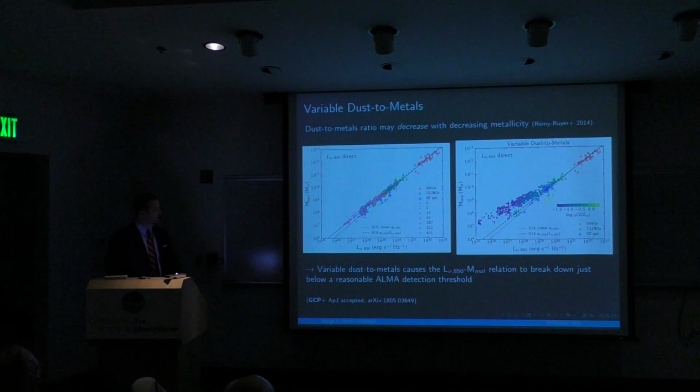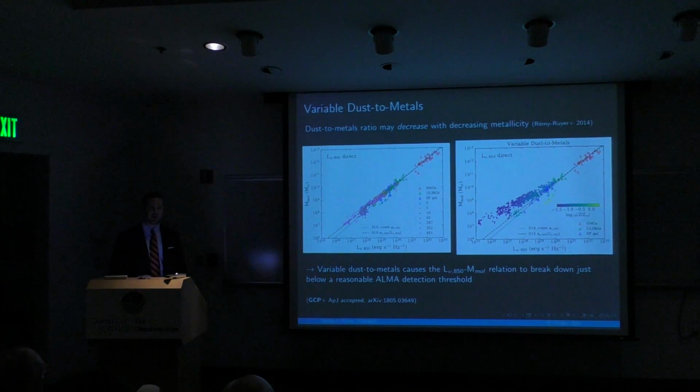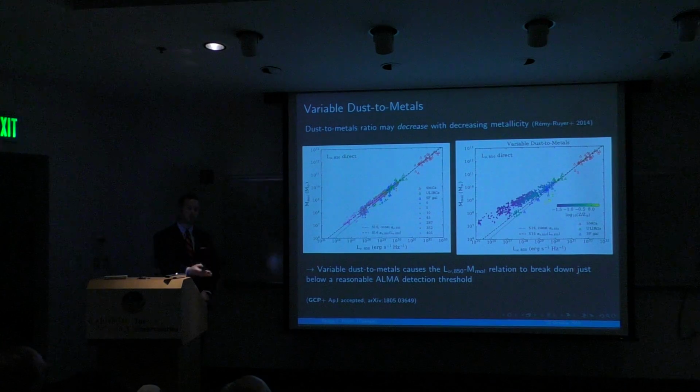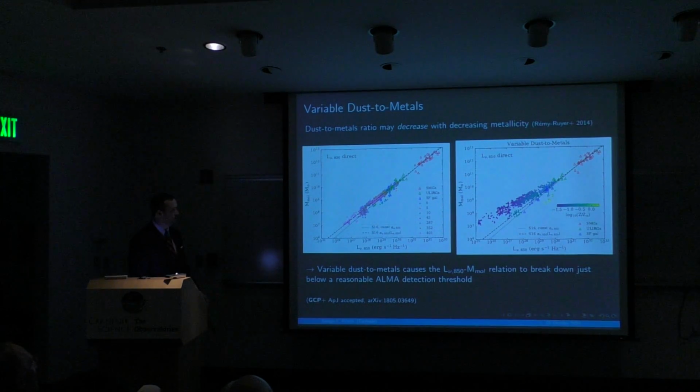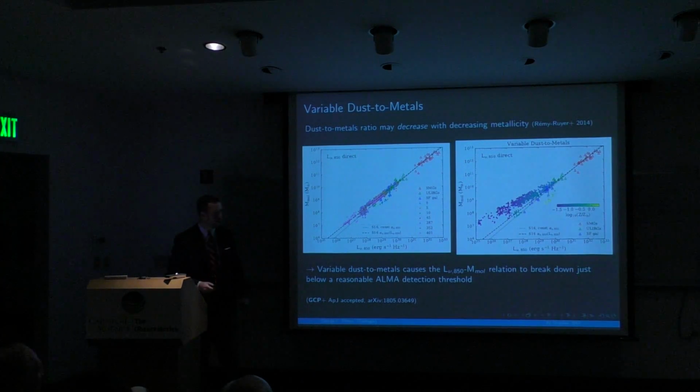Another thing is that in the treatment on the left here, we assume that a fixed fraction of the metal mass is locked up in dust. We know from dwarf galaxies in the local universe that that's probably not true, and that as you go down in metallicity, you actually lose twice. You have fewer metals to make dust, and then a smaller fraction of those metals are locked up in dust. So we also implemented a variable dust-to-metals model, mimicking the closest approximation to observations we had.